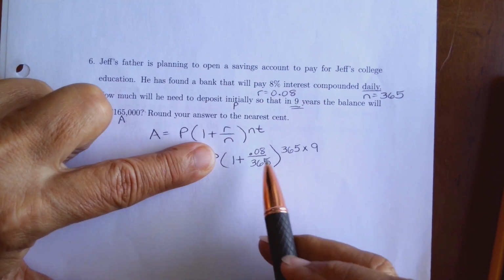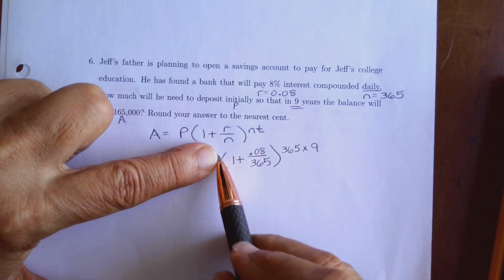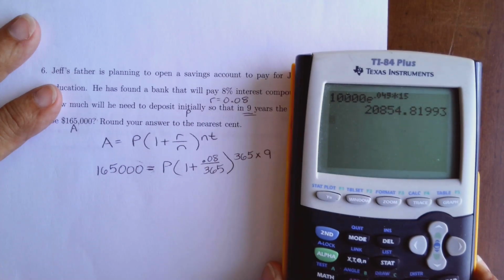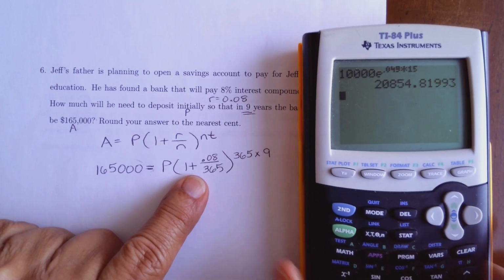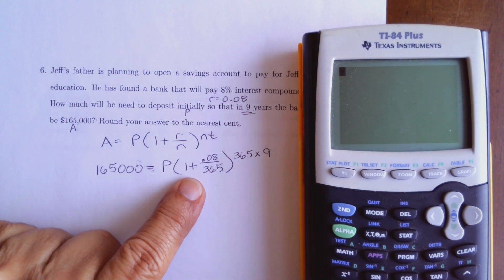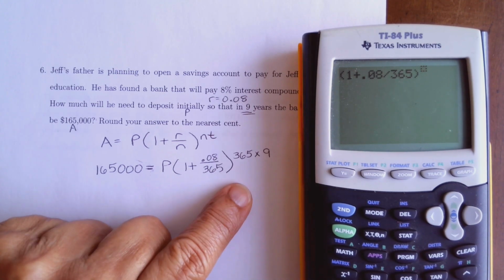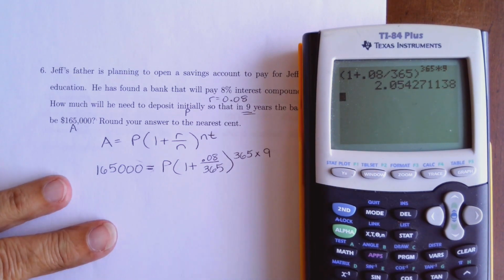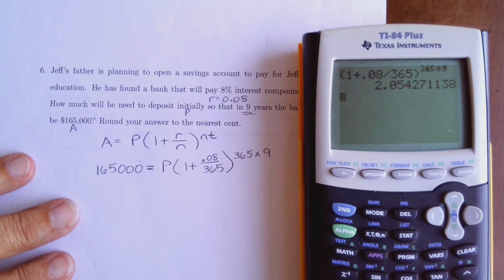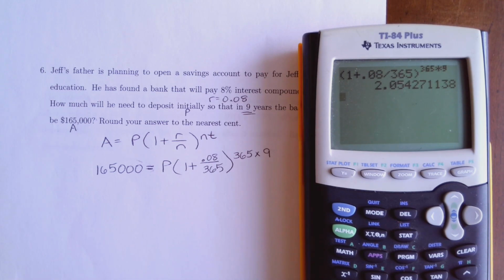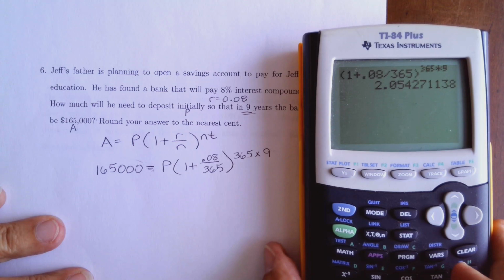So we're not going to put P in the calculator. We're just going to put all of this in the calculator. Okay? So leave this out for now. So we're just going to put in parentheses 1 plus 0.08 divided by 365 raised to the 365 times 9 power. All right, so that gives you 2.054271138. Do not round that in your calculator. Leave that right there, okay?